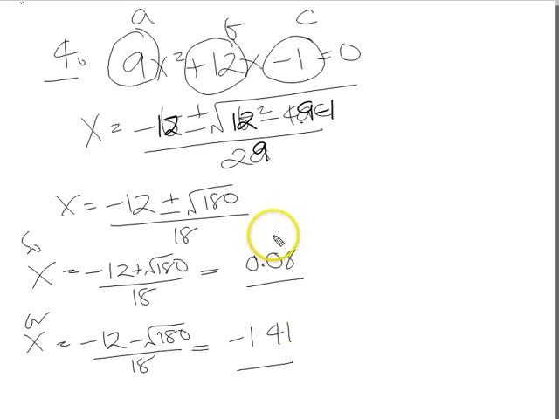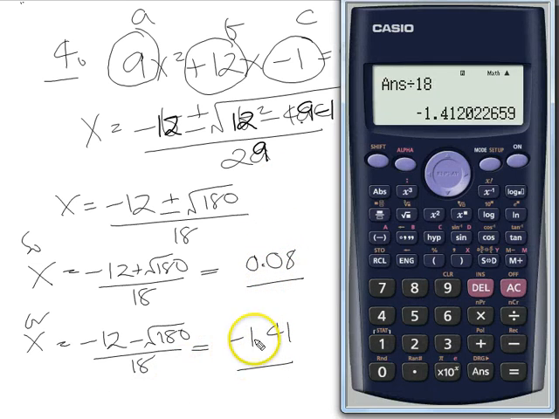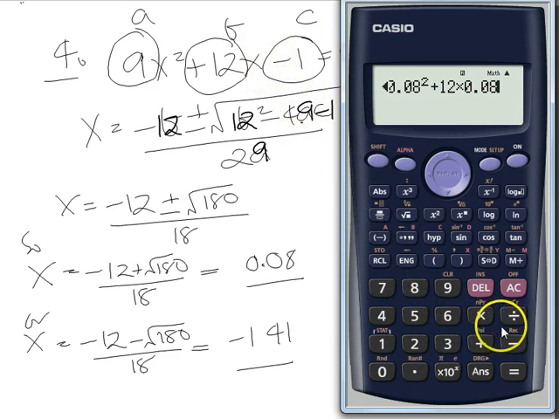There's the two values. So should we just check it for one of them? See if we're okay with at least one of them. So 0.08 then. At the end of the test you'd always, if you had spare time, try and check it. So it's 9 times this squared. So 9 times 0.08 squared. Yeah? Plus 12 times 0.08. Then it's minus 1, isn't it, at the end?